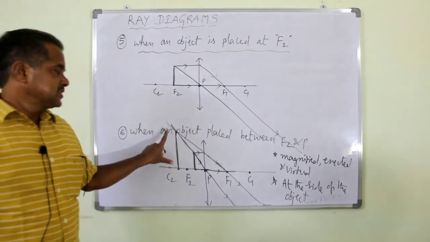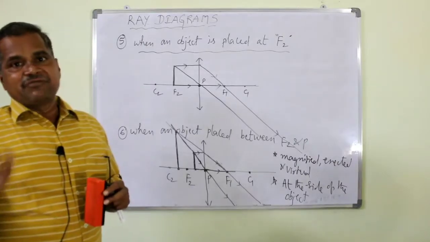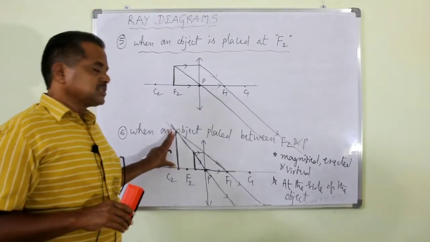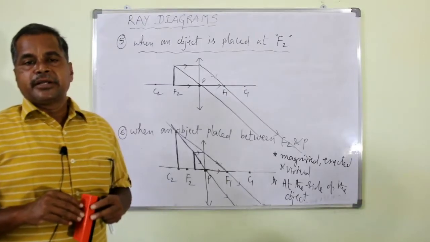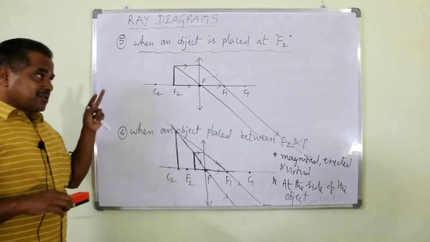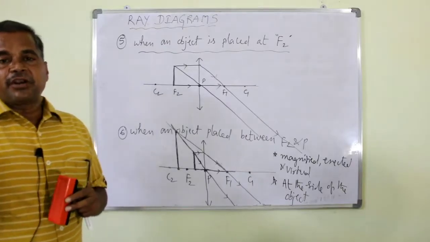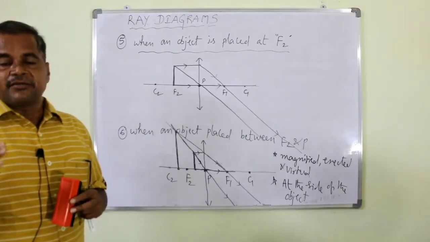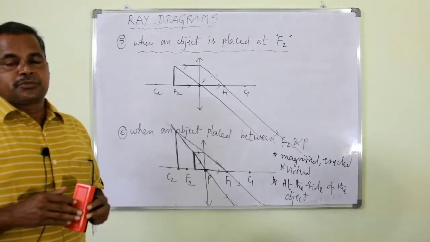That's why we can see it. Real image is always inverted, but virtual image is always erect. So these are the main differences between real image and virtual image. These are the 6 cases when an object is placed in front of a biconvex lens, where the images are formed and what the characteristics of those images are.